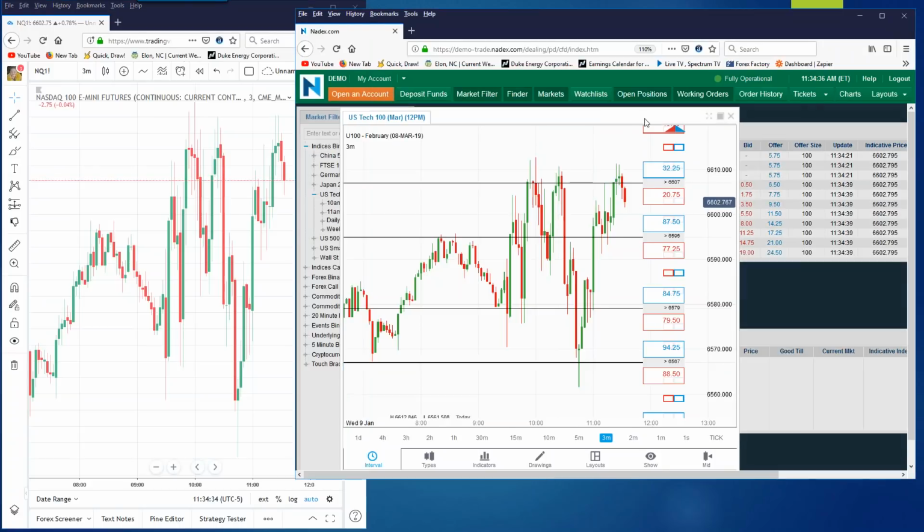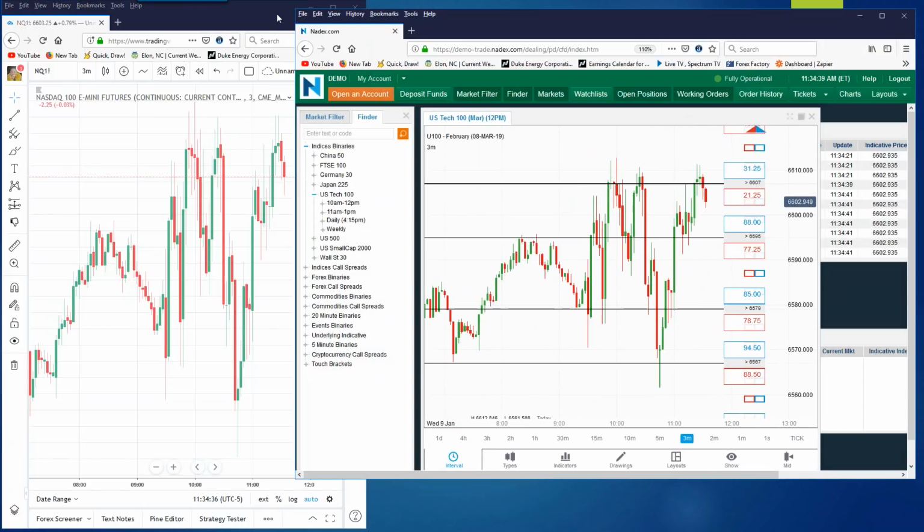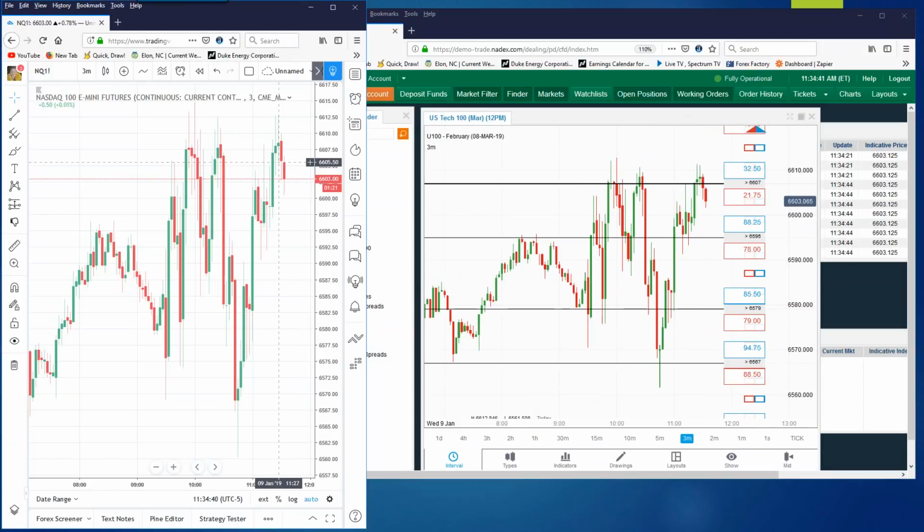Now, in this case, you're not seeing a lot of difference between this one and this one. There's just not a lot of difference, and the reason is because this one is following this one. But you will occasionally see differences, and I'll show you one right now.